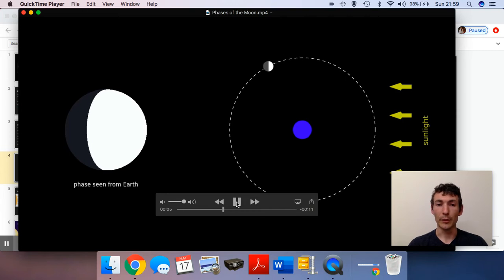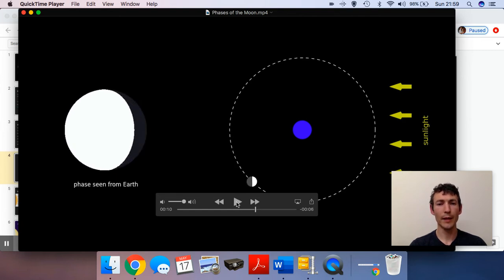Now we're going to keep on going. This is our gibbous shape, so waxing gibbous. Full moon. Now it's waning. So now the amount of light is decreasing that we can see on the moon.